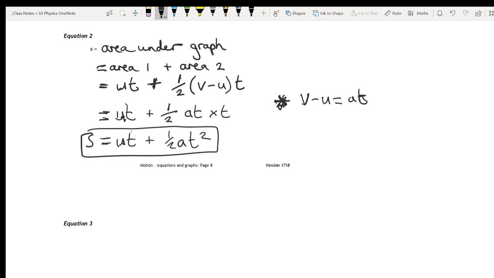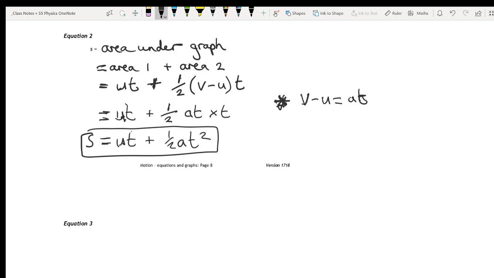Again, a is acceleration, t is time, s is displacement, u is initial speed. You'll notice with this one, there's no v in it. So it becomes handy if you've been given information but you haven't been given the final speed. You can use this equation.